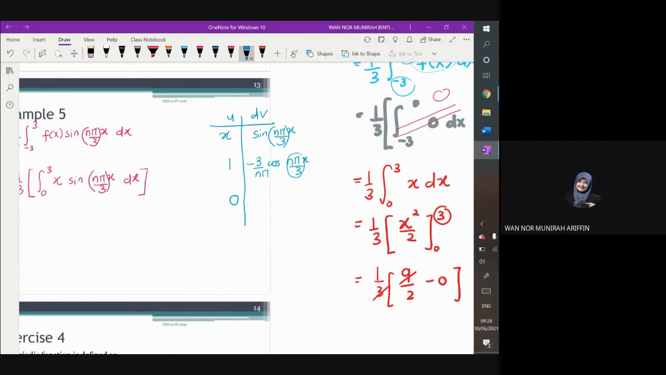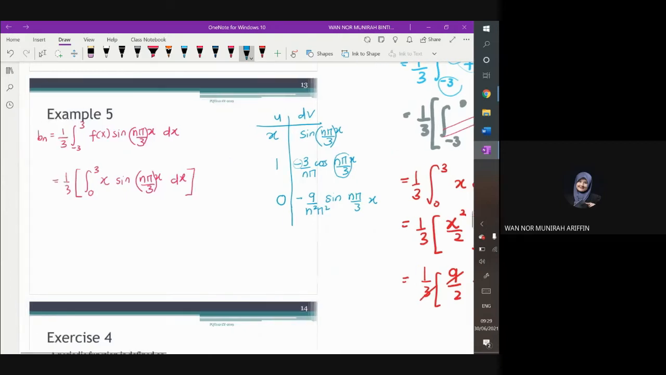Integrate cosine is positive sign, but you have a negative sign in front of here, so you get negative. So you have sine n pi over 3 x times again 3 over n pi, you get 9 over n square pi square. So alternate plus minus sign, plus, and then this one is minus. So I have 1/3. Negative, positive, negative, positive, positive. So you get negative 3 over n pi cos n pi over 3x. Okay, and then negative, negative, positive. So positive 9 over n square pi square sine n pi over 3x.